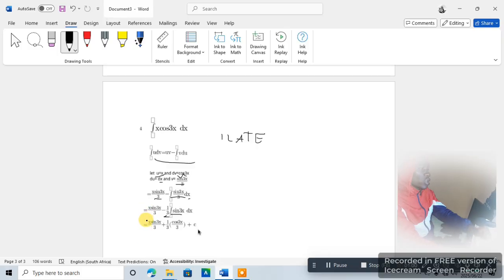So x multiplied by sine 3x over 3 plus the positive, it comes from where we integrate the sine 3x, because when we integrate sine 3x, we are going to have the negative cos 3x over 3. Since here is negative, negative times negative is going to give us positive 1 over 3 plus c. So this is going to be our final answer, guys. This is our final answer. I hope it is understandable.